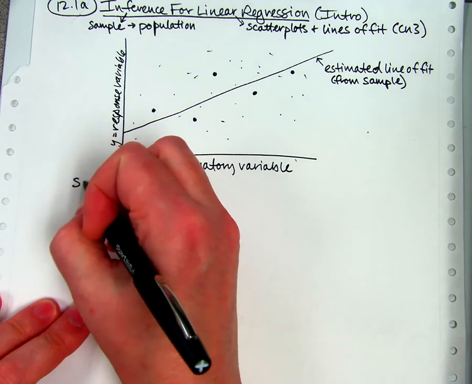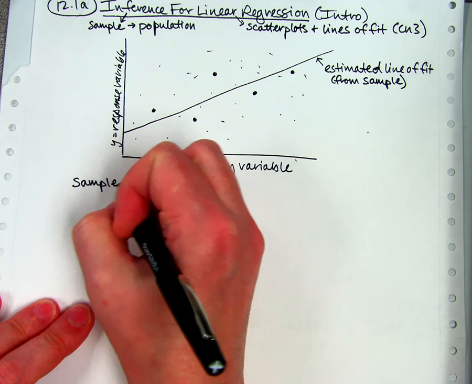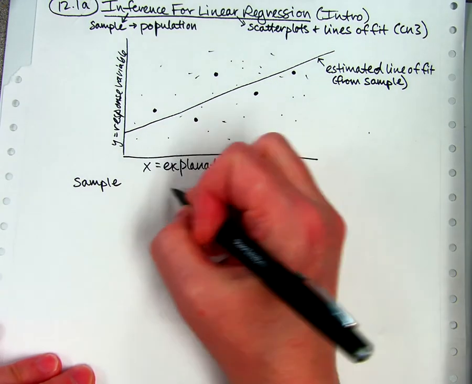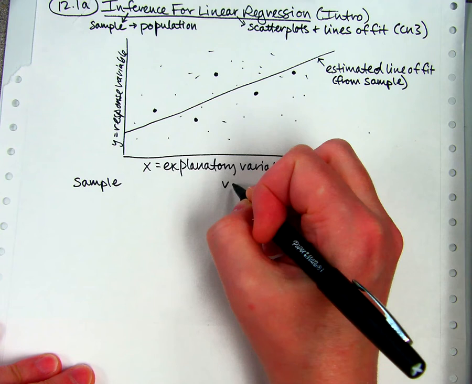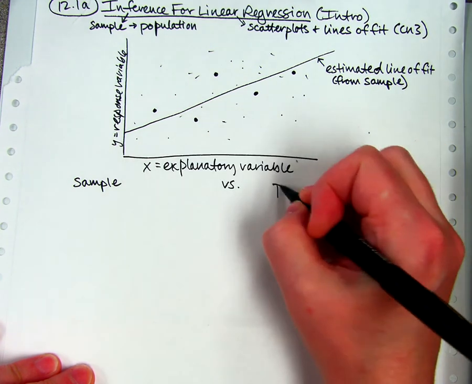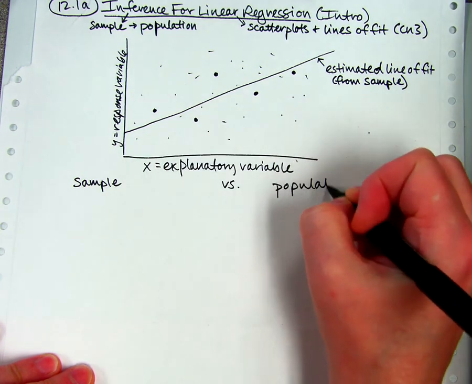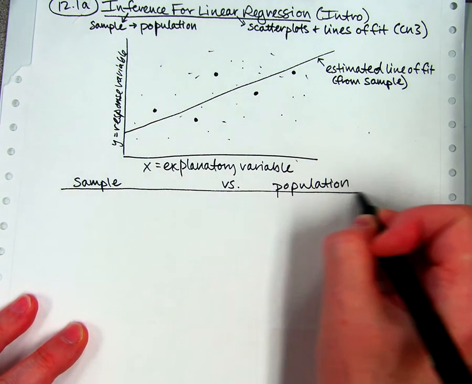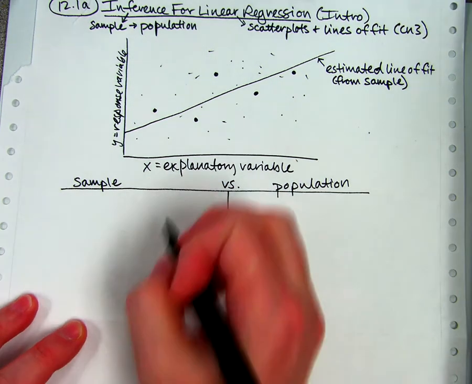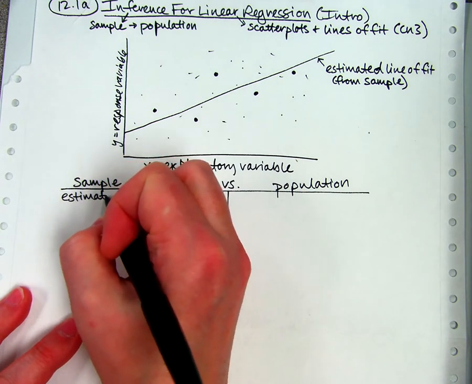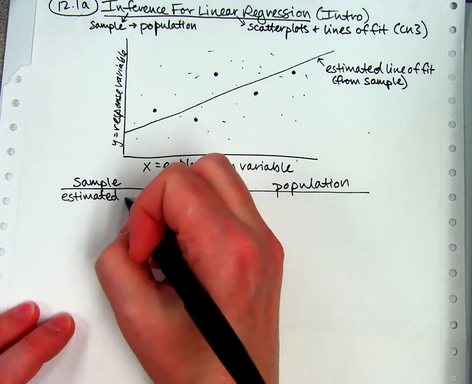You saw that with an experiment in the warm-up, and it could happen with an experiment and being re-randomized like you saw in the warm-up, or it could happen with a sample from a population. So I'm going to talk about sample versus population, and make a little t-table. We have our sample, which gives us the estimated line of fit. And we actually have already learned a lot about those things.